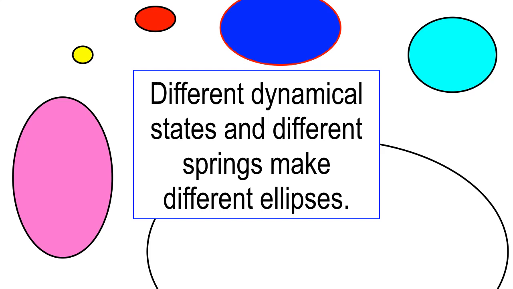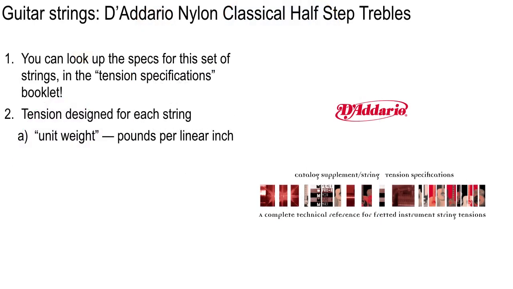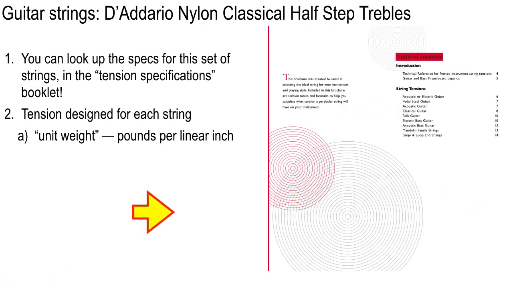Now, here's another system, guitar strings. If you go and buy some D'Addario nylon classical half-step trebles, you just look up the specs. All right, they have a tension specification in the booklet. All right, there it is.